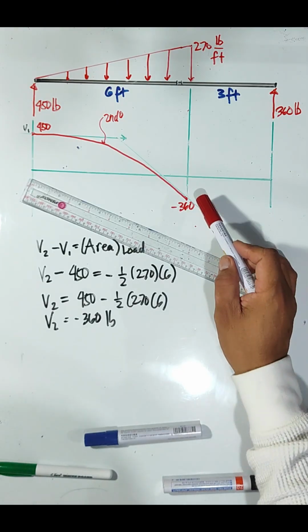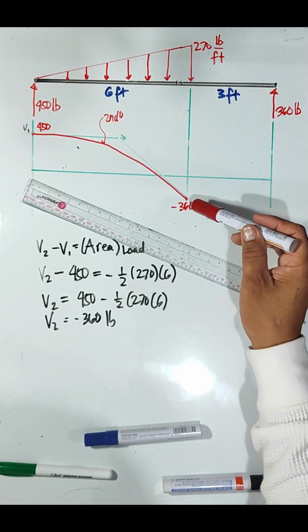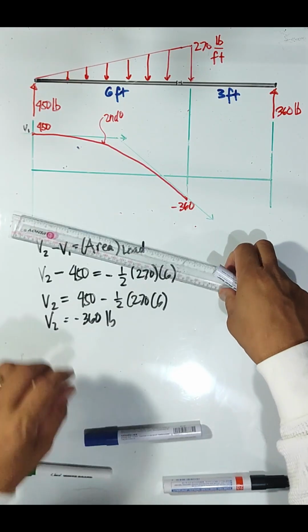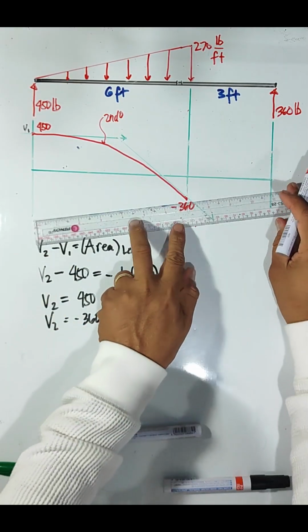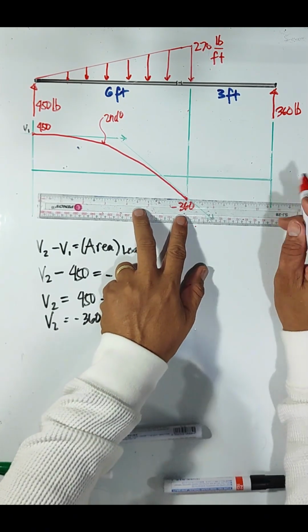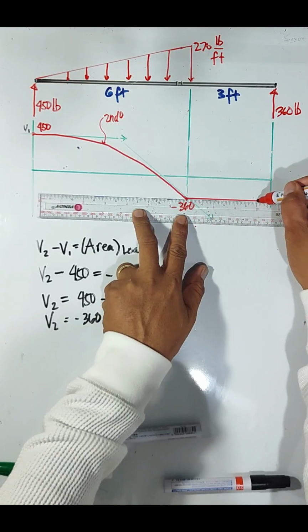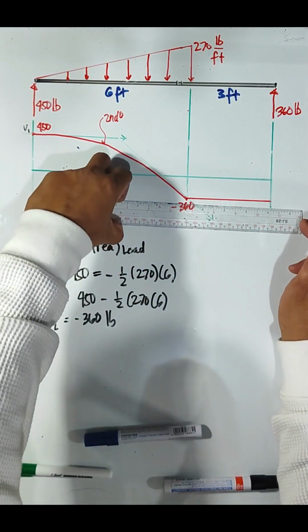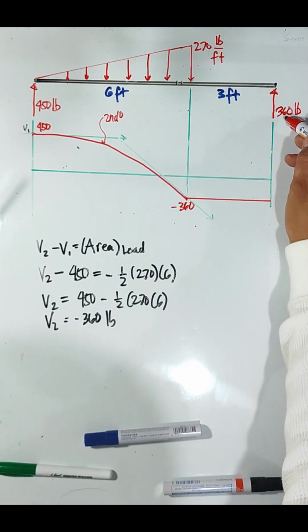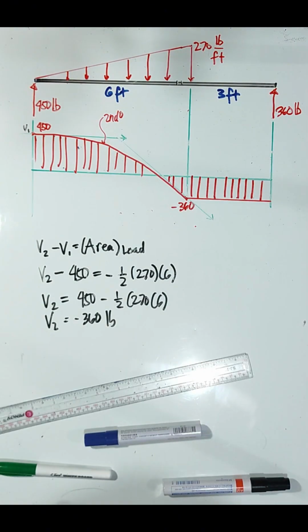Then over here, there is no load, so there's no change in shear. That means our diagram will have a horizontal line here, at negative 360. It goes up because of this reaction. Next, the moment diagram.